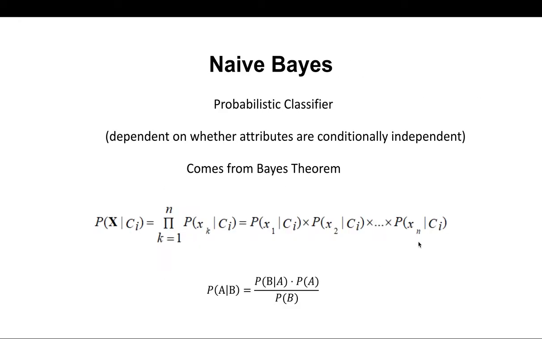Let's talk about naive Bayes. Naive Bayes is a probabilistic classifier, so it's dependent on whether the attributes are conditionally independent. That's what a probabilistic classifier means. And it's called naive Bayes classifying because it's based off Bayes' theorem for probability.